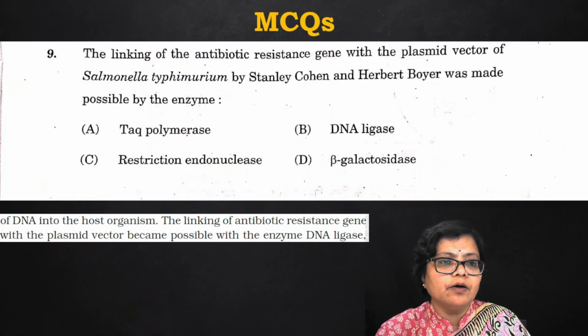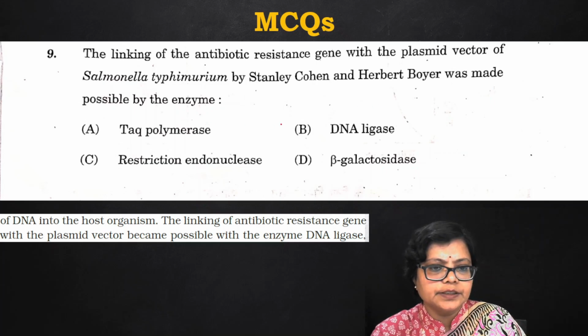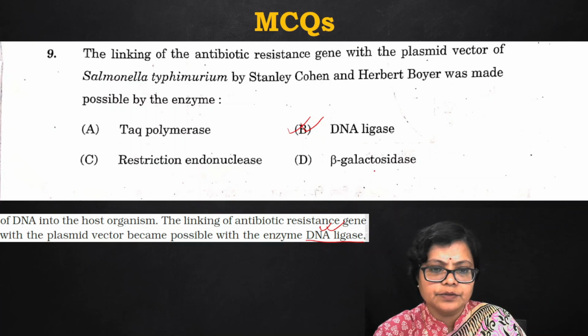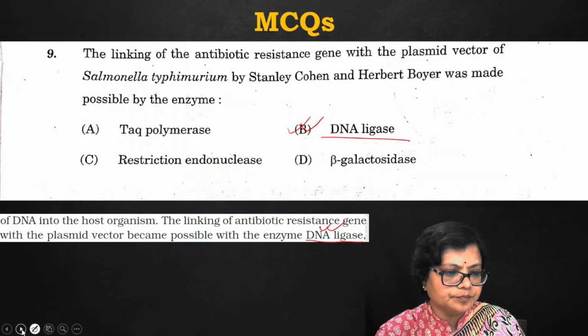The linking of the antibiotic resistance gene with the plasmid vector of Salmonella typhimurium by Stanley Cohen and Herbert Boyer was made possible by the enzyme DNA ligase, linking, that means DNA ligase, clear? Not Taq polymerase, restriction endonuclease or galactosidase. So that is the DNA ligase. Next.